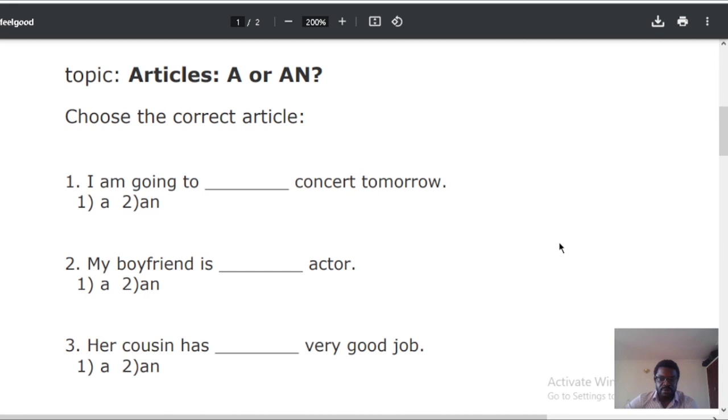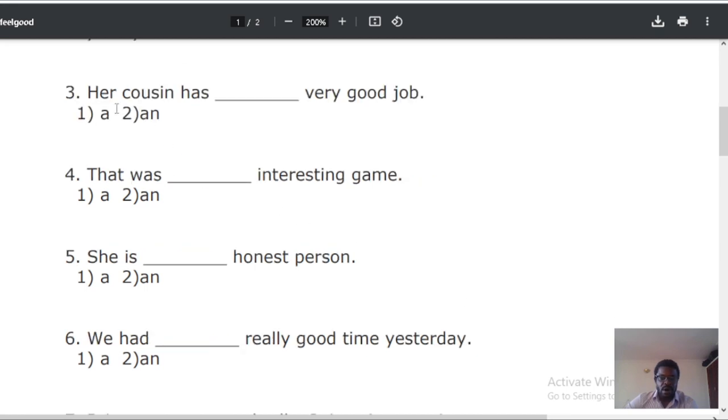You have number 3. Her cousin has. V is a consonant. A very good job. Her cousin has a very good job. That was an interesting game, because I is what? Is a vowel. Interesting. I is what? A vowel. That's why we use an. An interesting game.